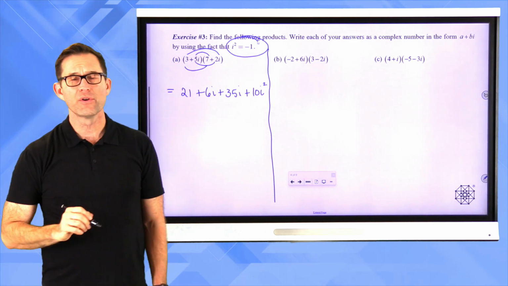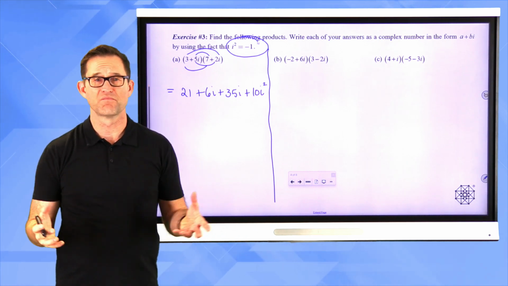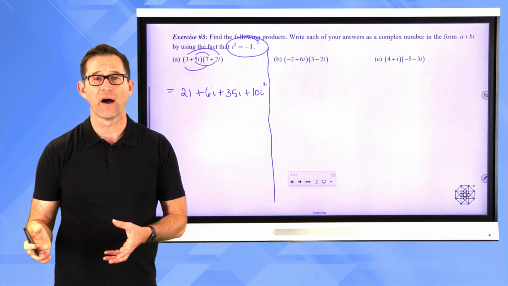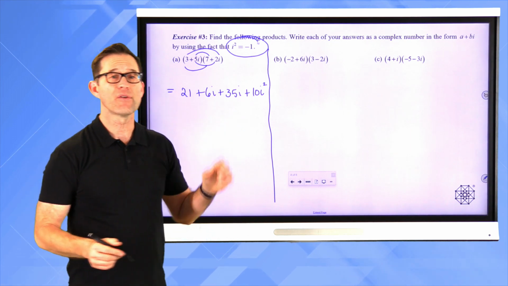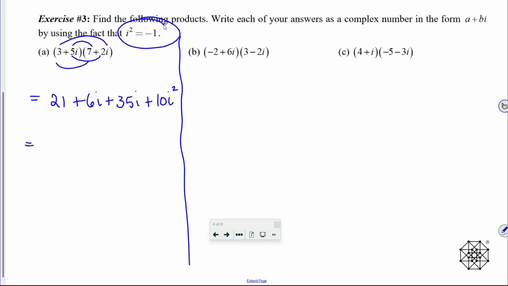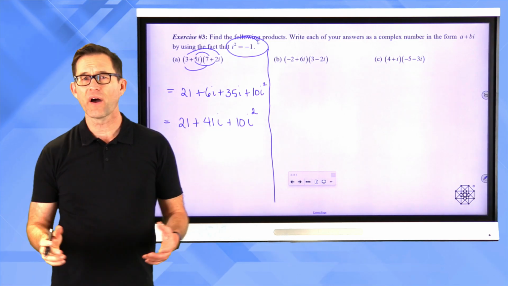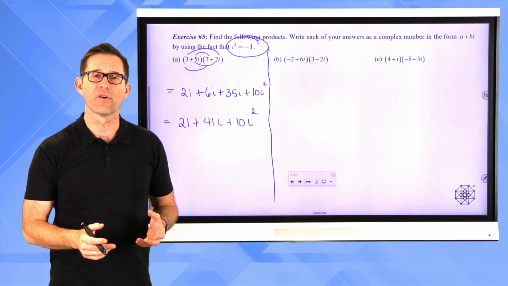Now, if you were doing this problem and you just had x's instead of i's, you would combine the 6i and the 35i. So let's do that. We'd have 41i. And then you'd kind of leave your answer probably like this, right? So if I had x's, this would be the end of it all.